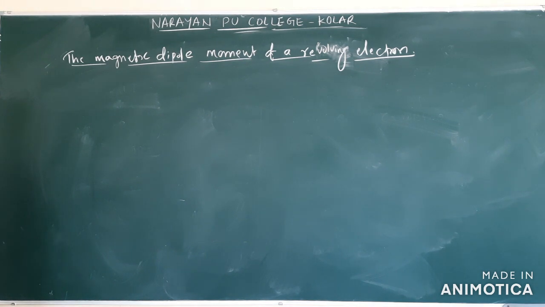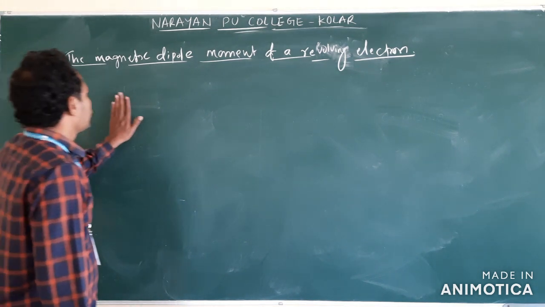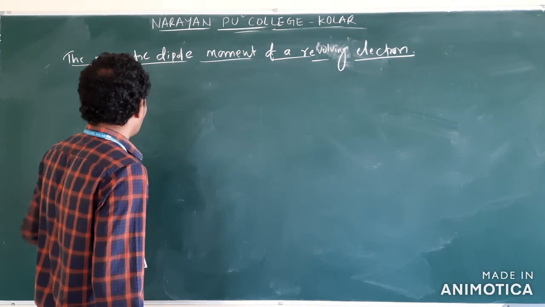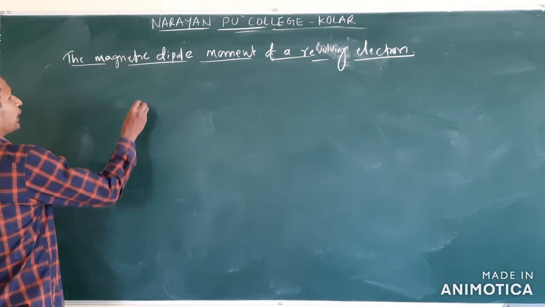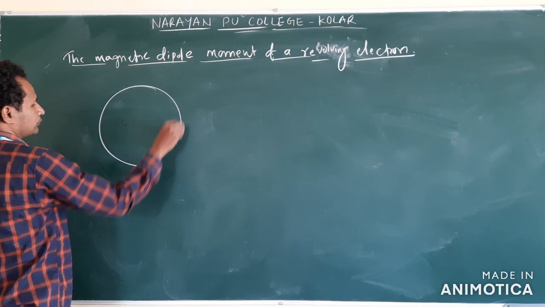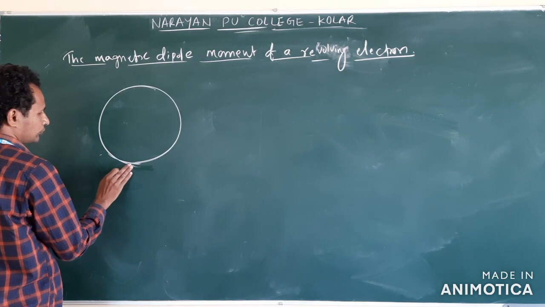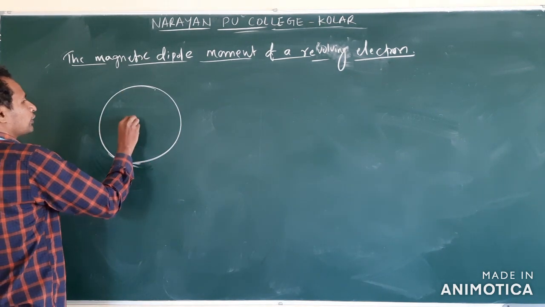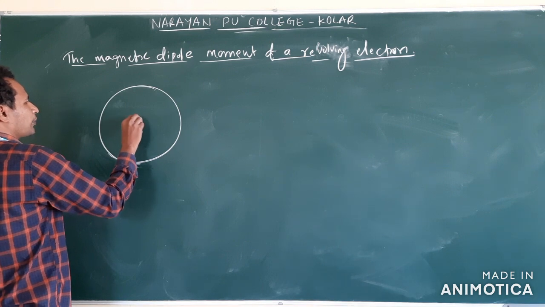Now, magnetic dipole moment of a revolving electron. Clear? So, take a hydrogen atom. At the center, we have a positive charge.